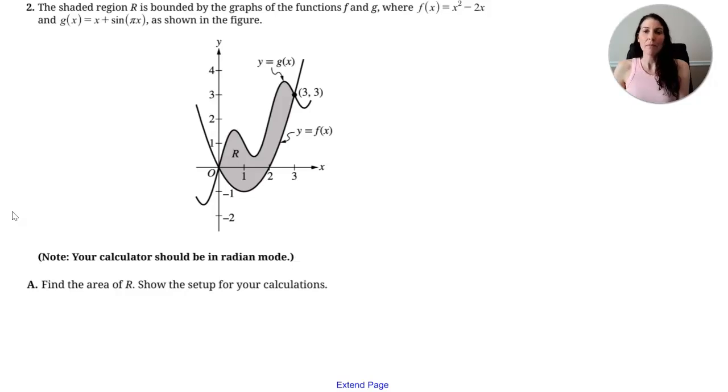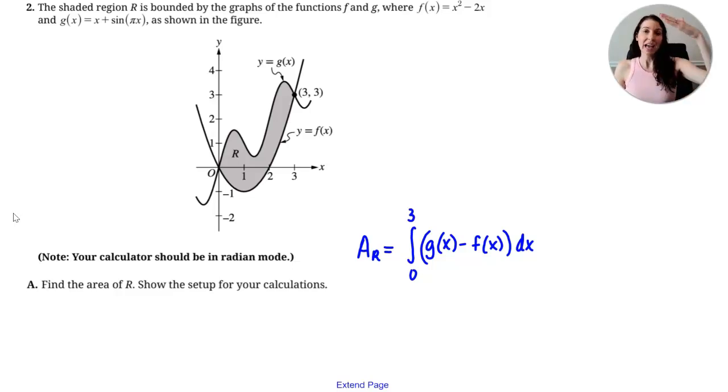So for this problem, I would set up the area of R like this integral right here. So we are finding the area from the x value of 0 to the x value of 3. And in this case, we would need to do the top function minus the bottom function, or g of x minus f of x dx.